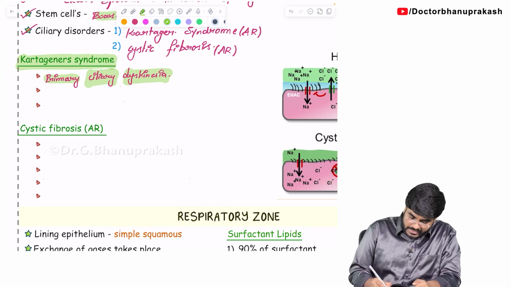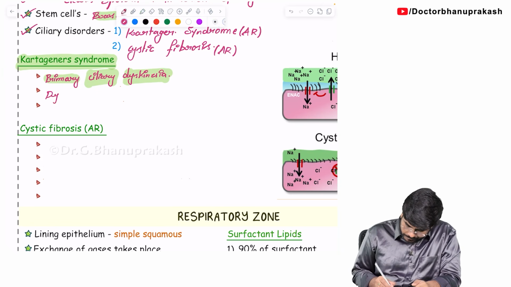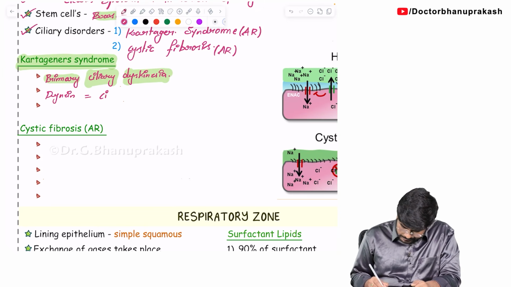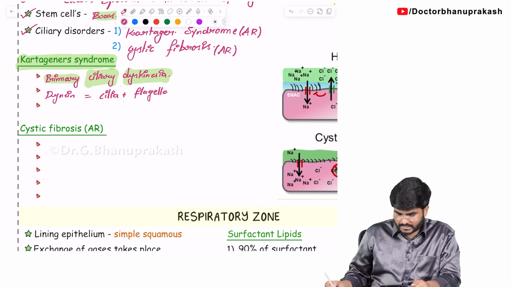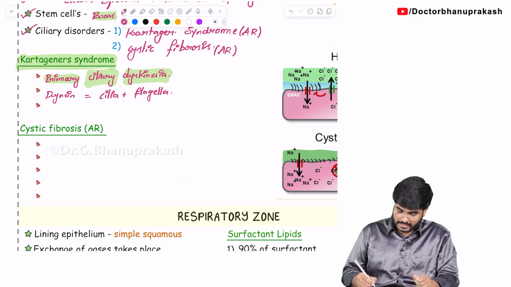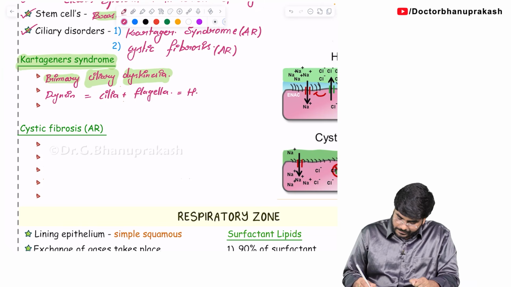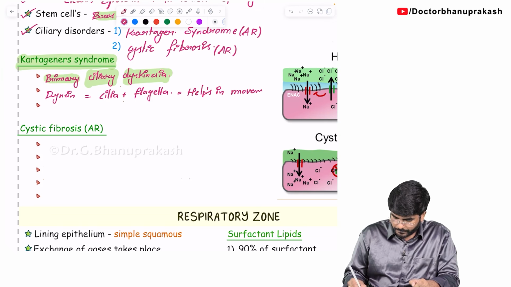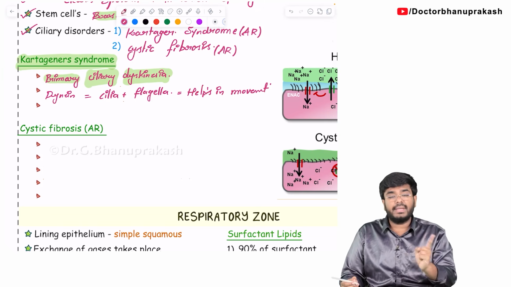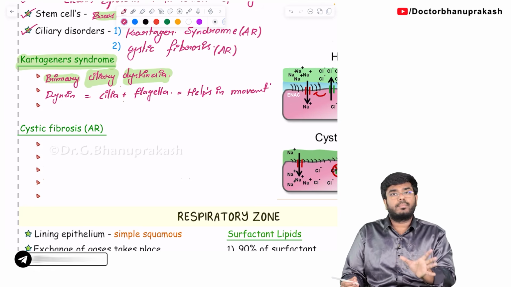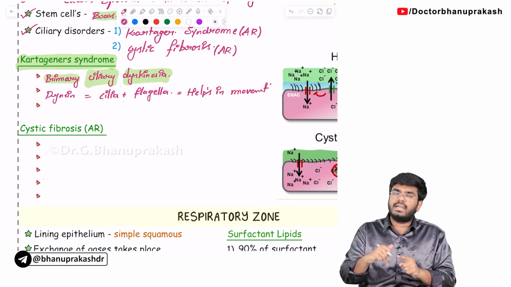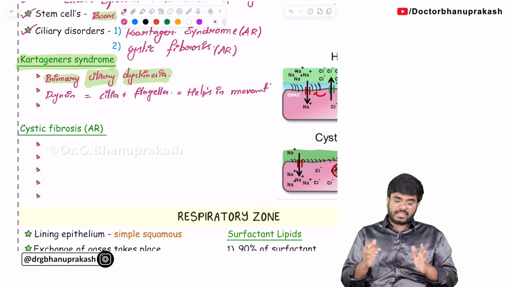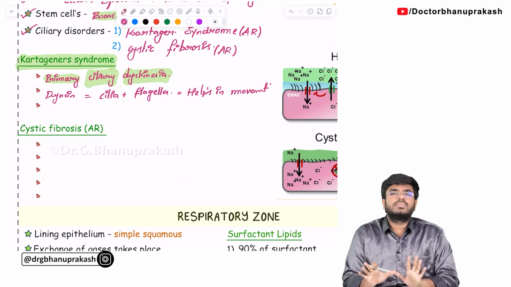Why? Let me tell you, there is a protein called dynein. Where is it present? Dynein is present in cilia as well as flagella. It helps in the movement of cilia. The bending of the cilia and flagella is because of dynein arms. There are dynein arms in the cilia and flagella, and these arms are made up of the protein dynein. So, at the end of the day, dynein helps in the movement of cilia and flagella.